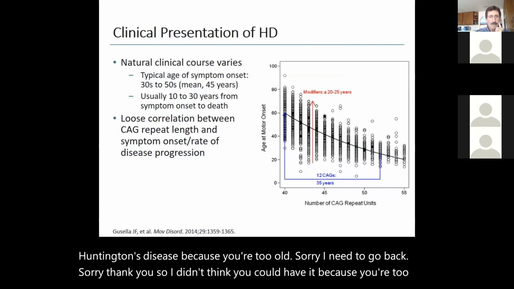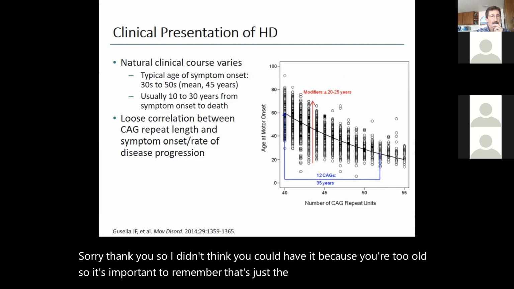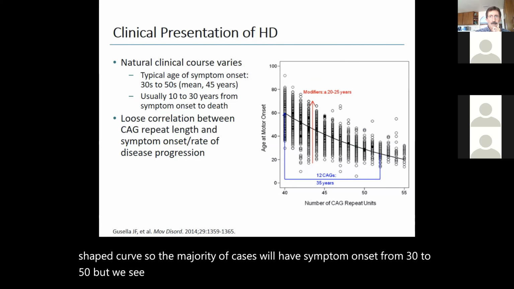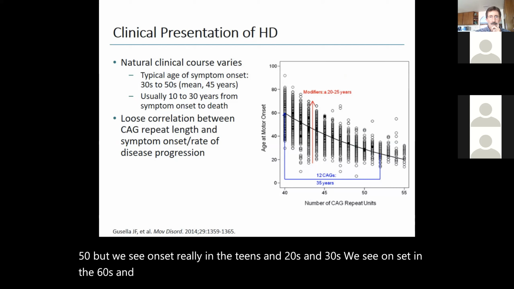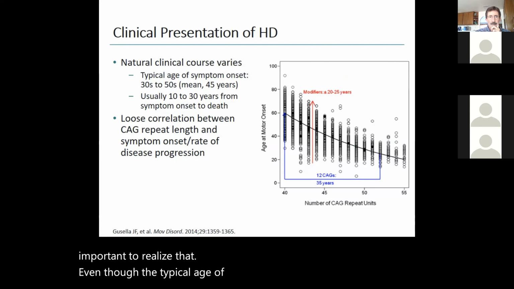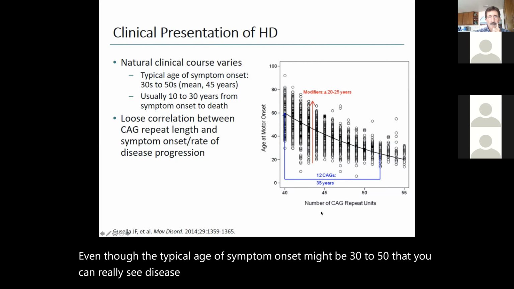So it's important to remember that's just the typical age. It's like a bell-shaped curve. So the majority of cases will have symptom onset from 30 to 50, but we see onset really in the teens and 20s and 30s. We see onset in the 60s and 70s and even 80s. So we've diagnosed people in their 80s. So important to realize that even though the typical age of symptom onset might be 30 to 50, you can really see disease onset anywhere from teens really to 80 years old.